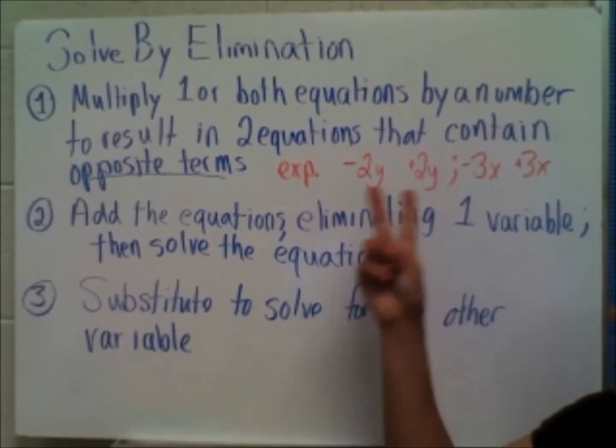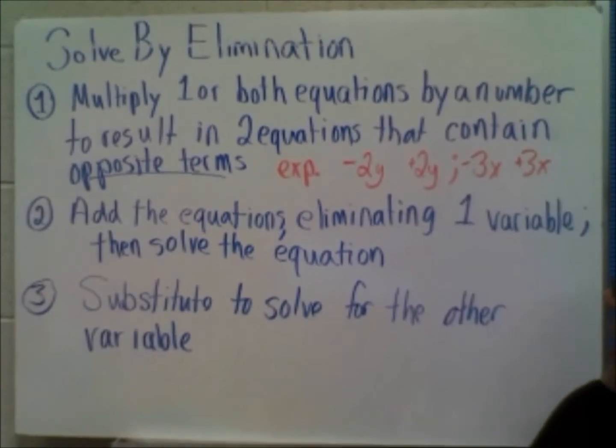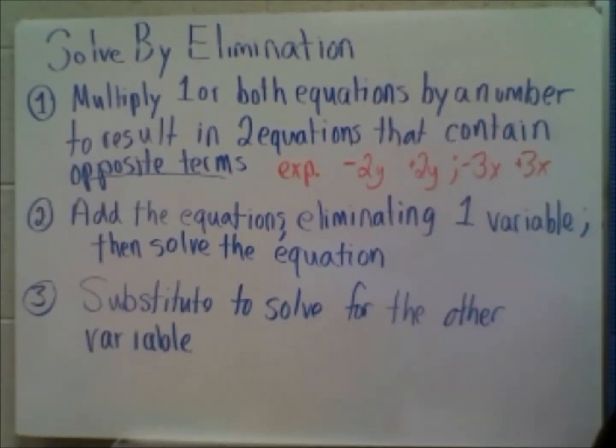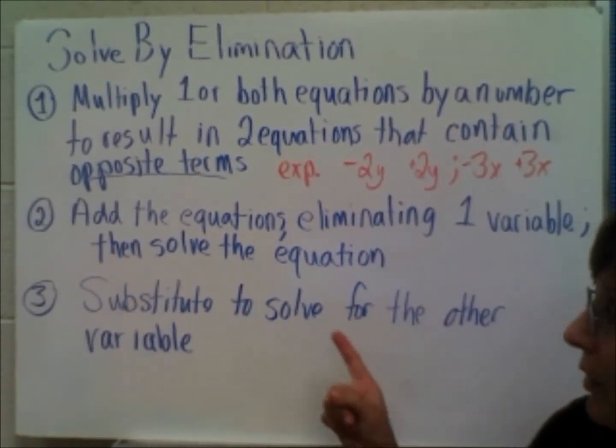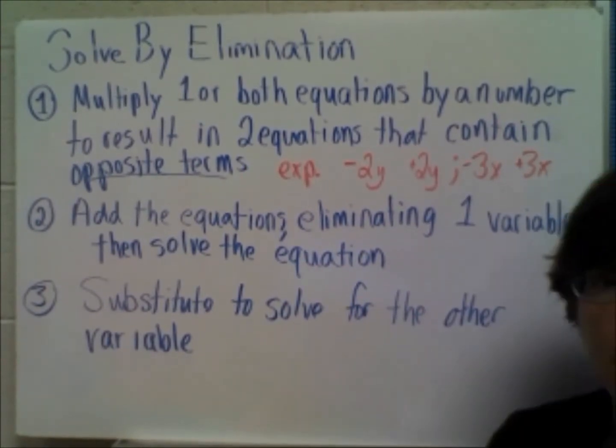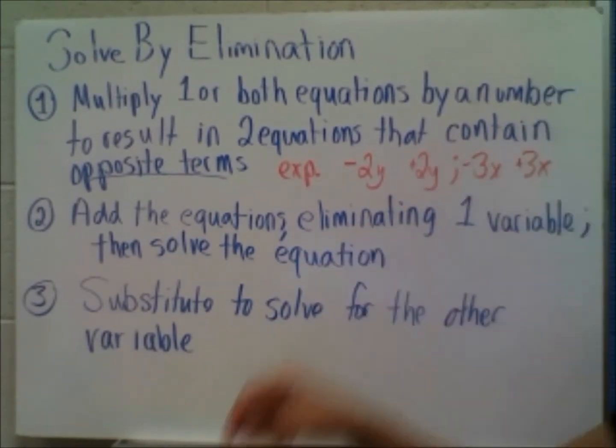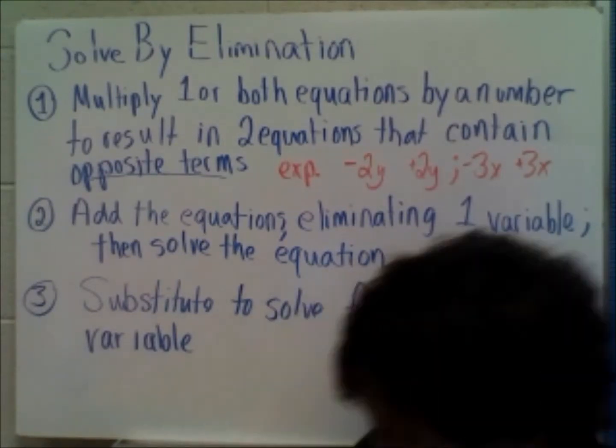Once you have opposite terms, add the two equations together, and that eliminates that one variable. Then you only have one variable left, solve the equation. Then you go back and substitute to solve for the other variable. Here's what it looks like.